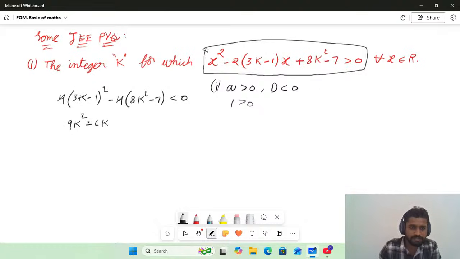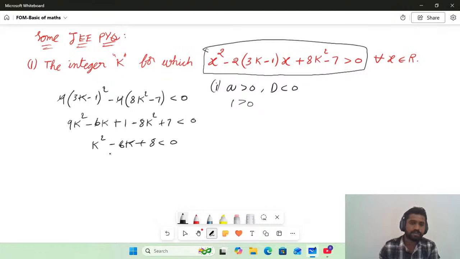9k square minus 6k plus 1 minus 8k square, minus into minus plus 7 is less than 0. So 9k square minus 8k square is k square, minus 6k. 7 plus 1 is 8, less than 0. So k square minus 6k plus 8 less than 0.